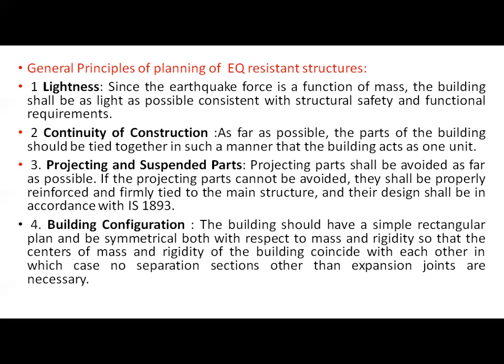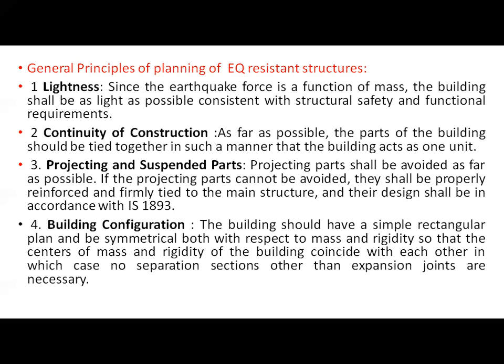Okay, next point is the building configuration. The building should have a simple rectangular plan and be symmetrical with respect to both the mass and the rigidity, so that the center of mass and center of rigidity of the building coincide with each other, in which case no separation sections other than expansion joints are necessary. Building configuration we have already studied, in the vertical direction and in the horizontal direction.